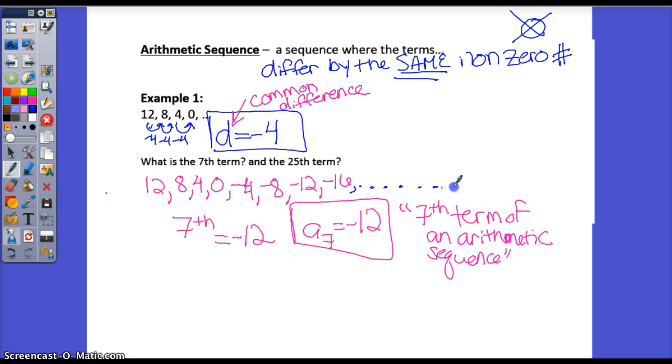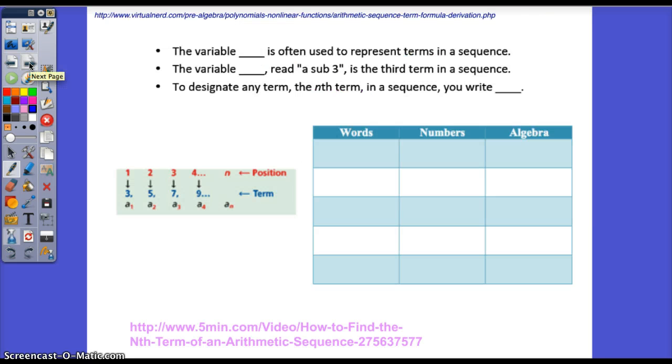So keep going, keep going. You can use your calculator. Subtract 4, subtract 4, subtract 4. Keep going, keep going. You should have ended up with A sub 25 equals -84. Now, I don't know about you guys, but that was kind of a pain to try and figure out. We're going to watch a video here in a second to figure out an easier way.